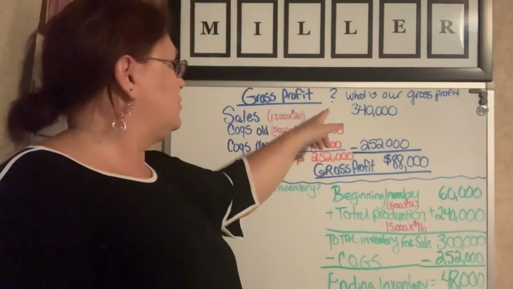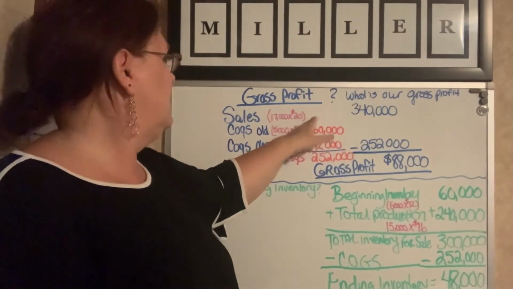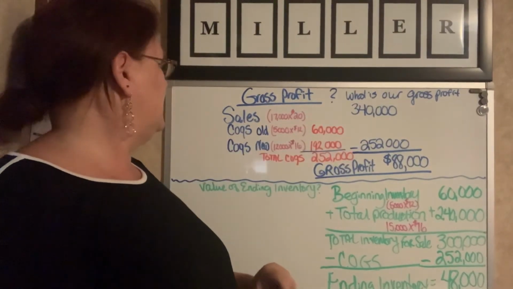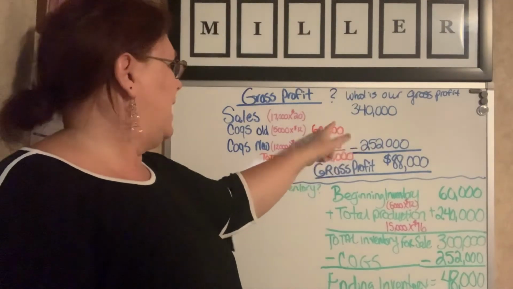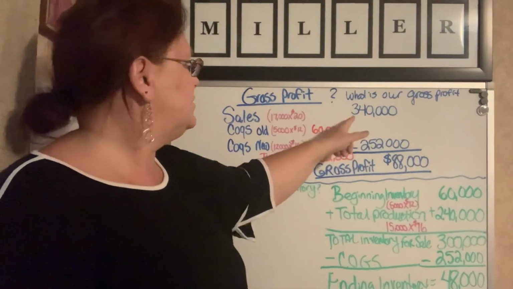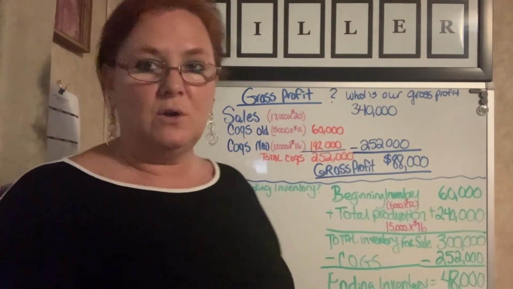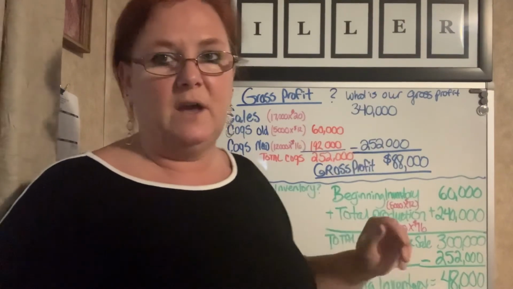So again, back to gross profit, just to recap, gross profit is simply the sales that they give you, 340,000 here. Cost of goods sold, we're adding the old and the new, which comes to 252,000. So subtract 252 from 340, gives you 88. That's your gross profit. We don't have to worry about this stuff down below for that answer.